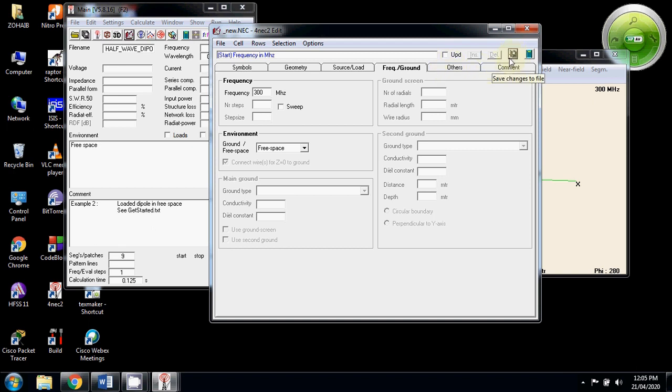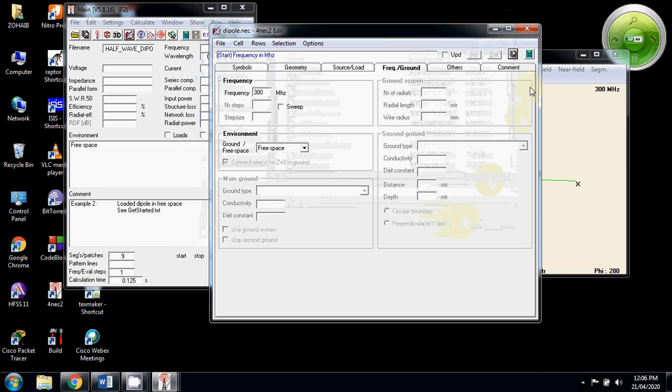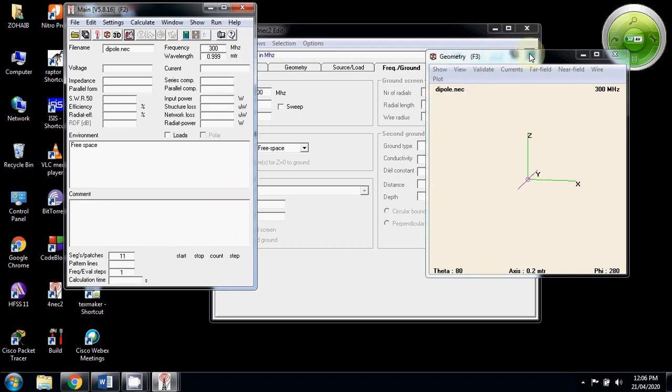If you save this as it is, it will save with this name underscore new.nec. Or what we could have done is file, save as, and saved it with the name, let's say, dipole. This can also be done. Now this last icon here, you can see, is run NEC. To start the simulation, we need to click this button.